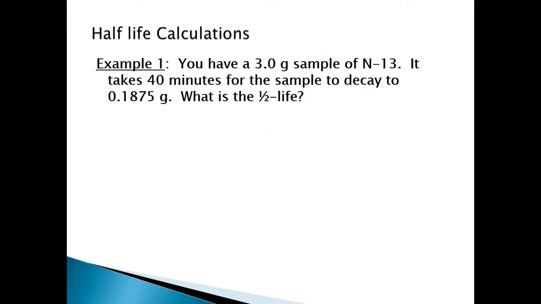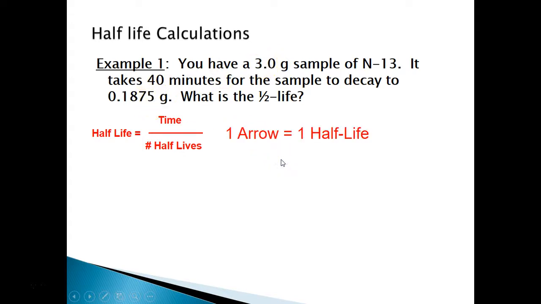So you have a 3-gram sample of nitrogen-13. It takes 40 minutes for the sample to decay to 0.1875 grams. What is the half-life? So here's our equation. We're asked to calculate half-life, so we're going to need the time and the number of half-lives. Well, it tells us it's been decaying for 40 minutes, so we have the time. Now we just have to figure out how many half-lives. Well, we're not given the number of half-lives directly in the problem, but we are given a starting mass and a final mass. Now when we're drawing our arrows, 1 arrow will be equal to 1 half-life cycle. So let's start at 3 and see how many arrows it takes to get to 0.1875.